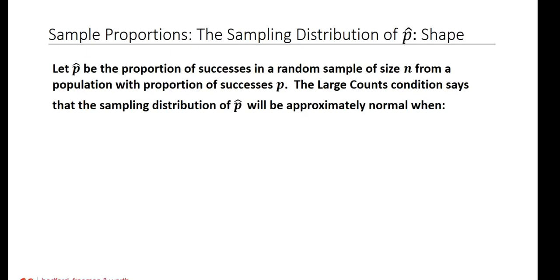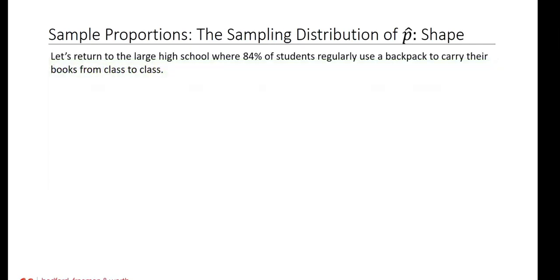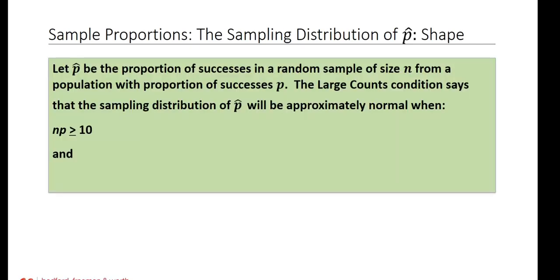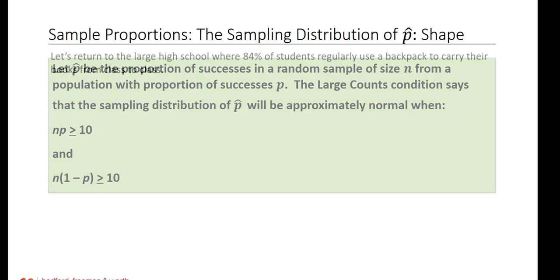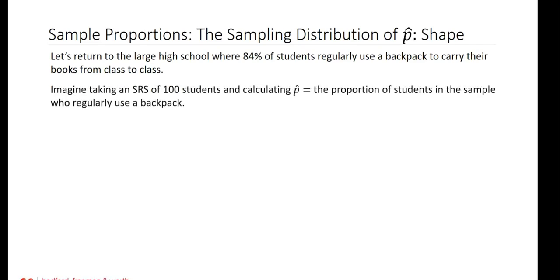So now we're talking about shape. And with proportions, we're hoping to prove that the sampling distribution is approximately normal. To do that, we've got to prove that n times p has to be greater than or equal to 10, and n times the complement of p, 1 minus p, is also greater than or equal to 10. It's called the large count condition. Okay, so let's try this. Let's see if the 84% fits the large count condition. So the formula was n times p is greater than or equal to 10. n is 100 here, right?